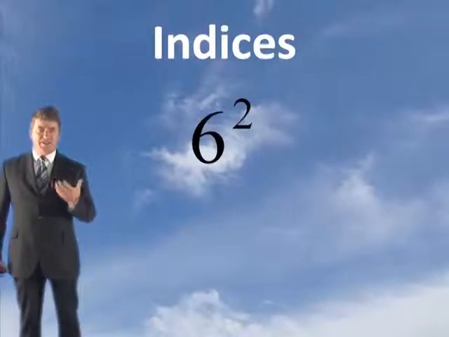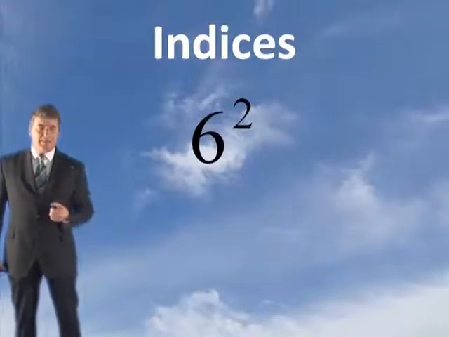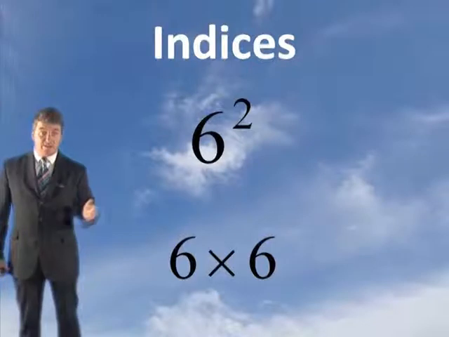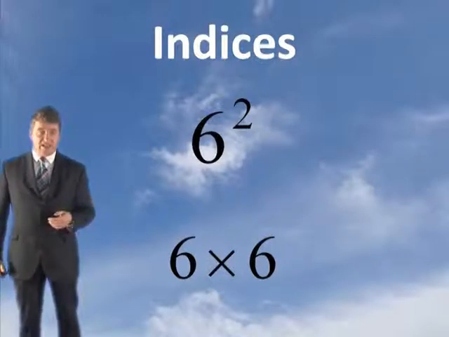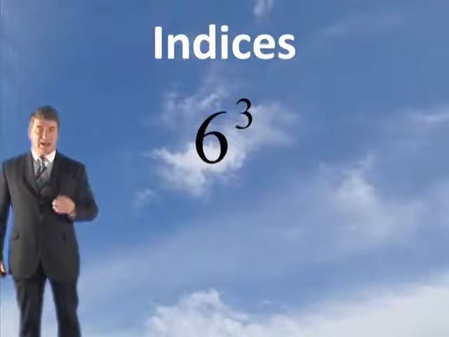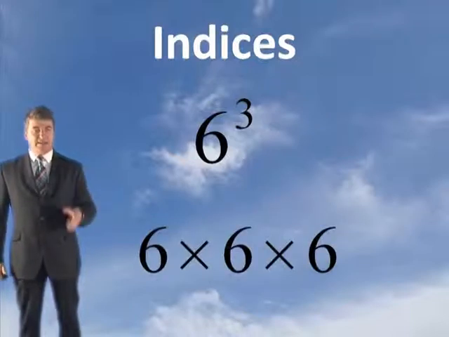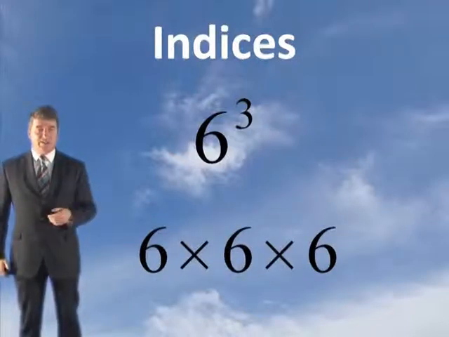Now I want to cover the basics of working with indices and what they mean. As you can see here, this says 6 to the power of 2. Well, what does that mean? It means 6 times 6. Straightforward, 36. What about this one, 6 to the power of 3? This means 6 times 6 times 6, which is 216.